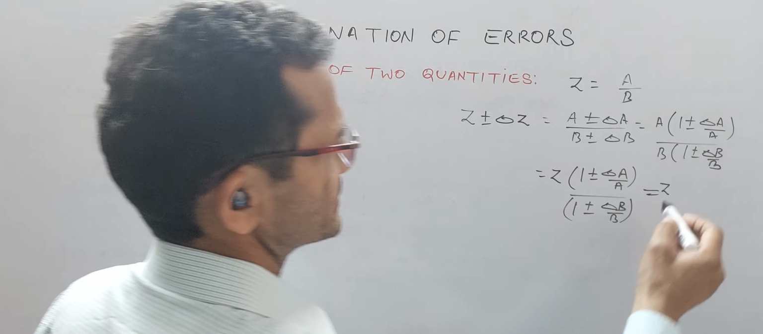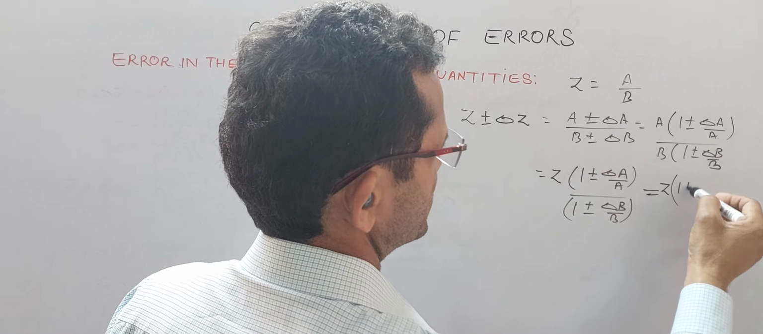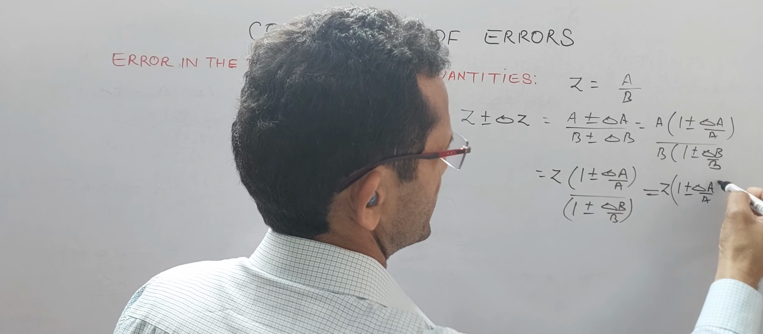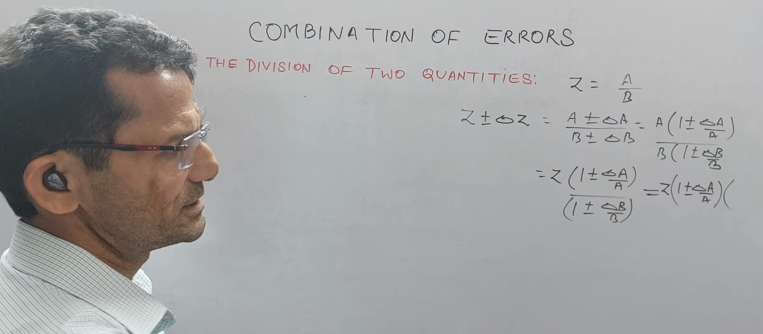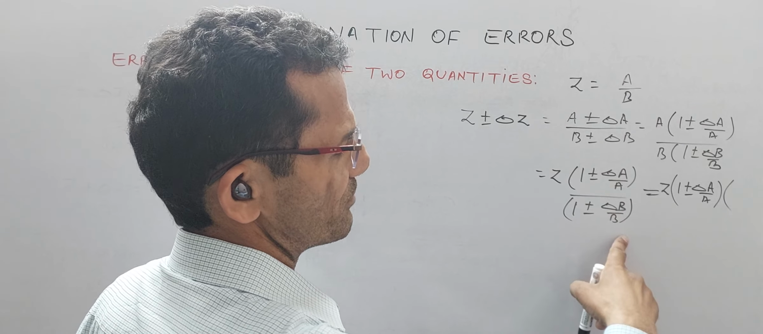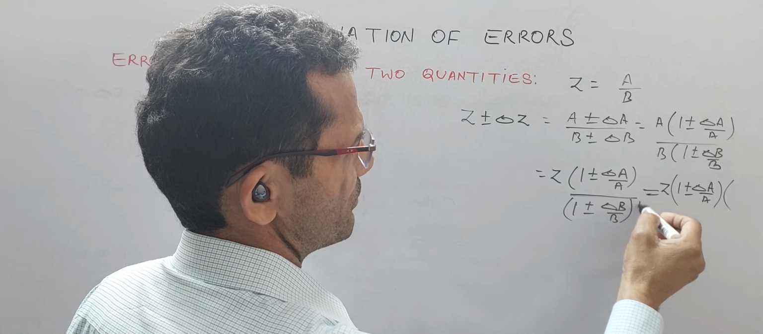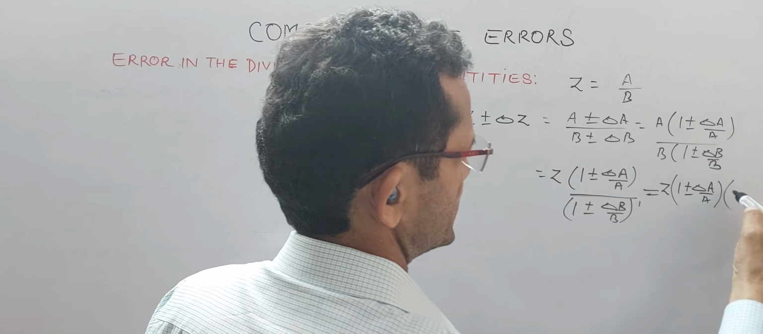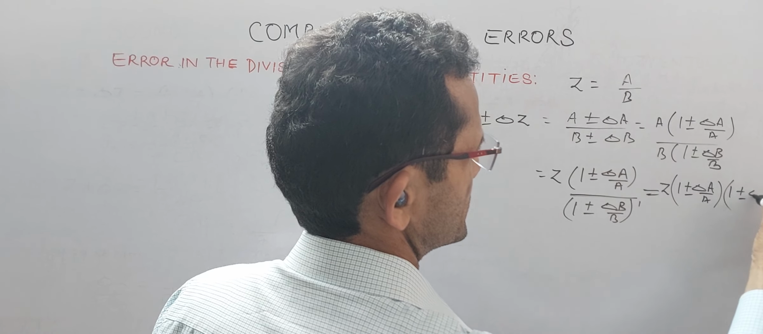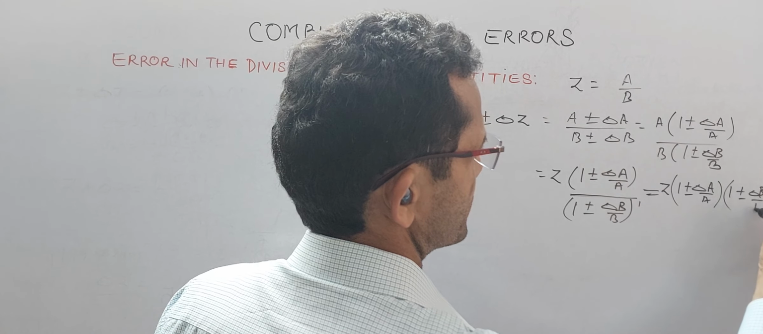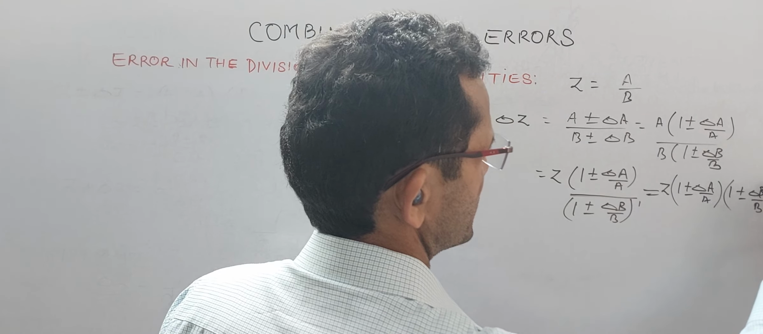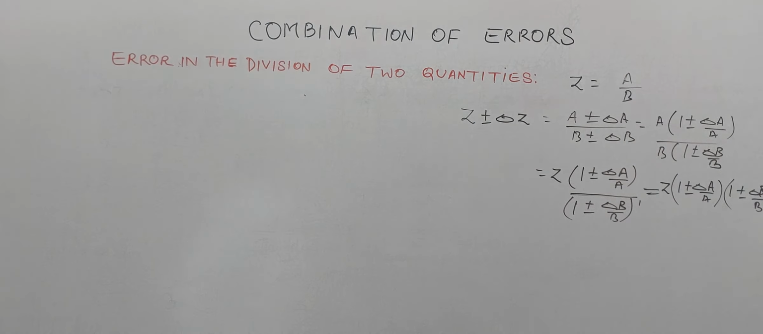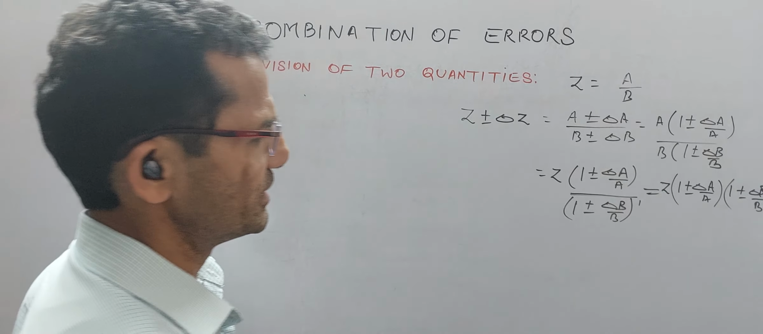Z in bracket 1 plus minus delta A upon A, with the bracket 1 plus minus delta B upon B. Since its power is 1, if it goes in the numerator it becomes minus 1. So 1 plus minus delta B upon B, and the power would be minus 1. Now we have to expand it binomially.